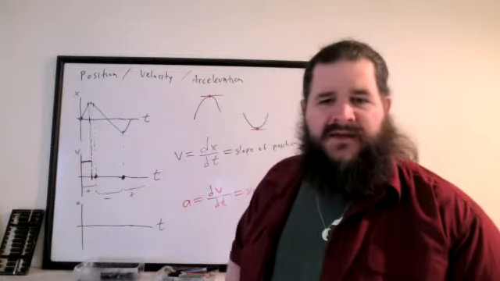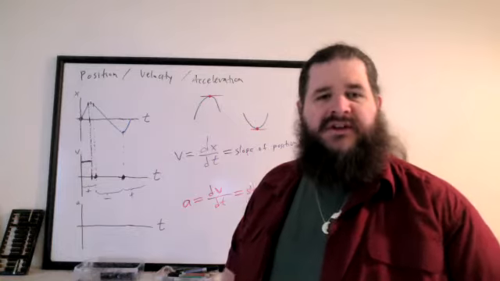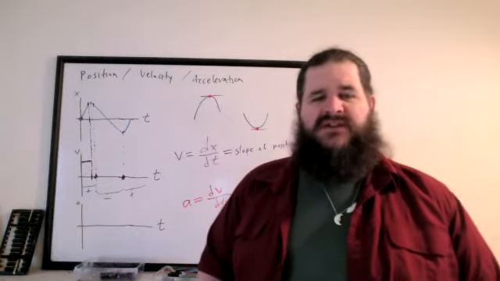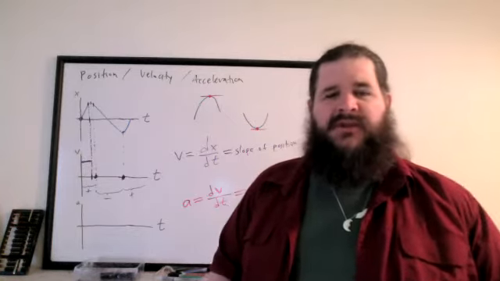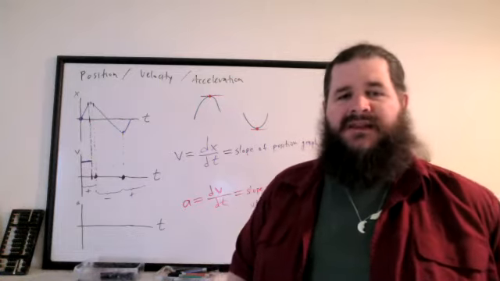What does it mean to have a negative velocity? For velocity, positive and negative is all about direction. So if we define some direction to be positive, a positive velocity means the object is moving in that direction. A negative velocity means the object is moving in the opposite direction.